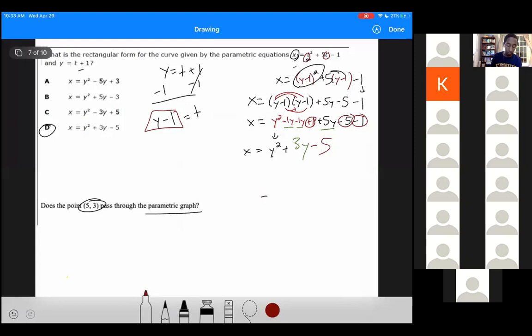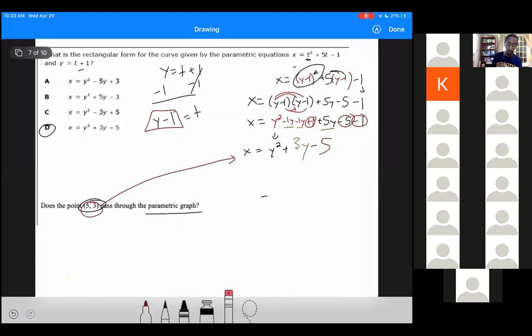Okay, and where would we be plugging this in? Into the rectangular equation. Very good, yes. We're gonna plug this in here. That's the easiest place to plug it in. We could plug it into the other one.